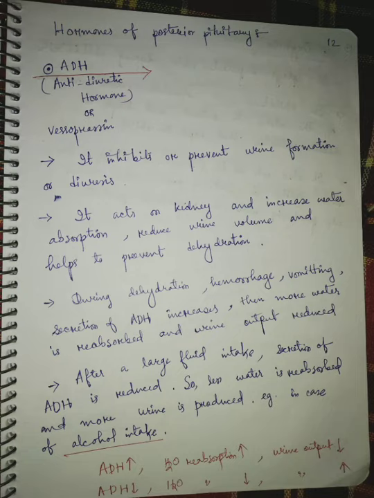During dehydration, hemorrhage or vomiting, what happens? Our body loses lots of water, during vomiting or blood loss, and the body doesn't have a sufficient amount of water. Then the posterior pituitary automatically releases ADH, so ADH secretion increases. The body knows it is deprived of water and has to maintain the water balance. ADH asks the kidney to absorb more water and save the person from dehydration. Then more water is reabsorbed and urine output is reduced.